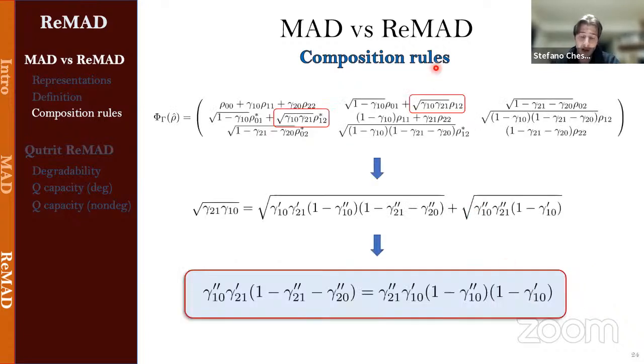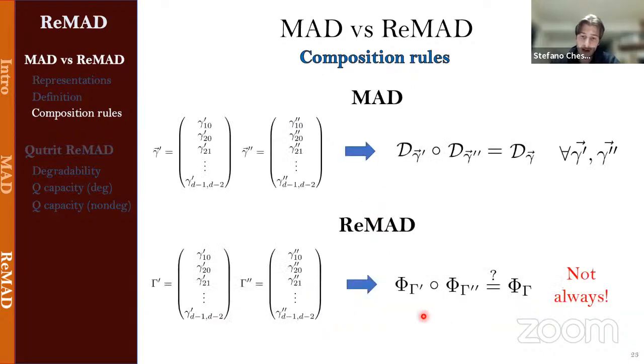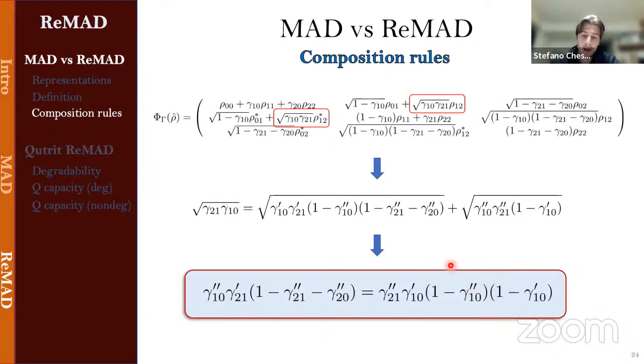The composition is closed only if, given gamma prime and gamma second, the arrays of damping parameters of the channels phi gamma prime and phi gamma second, then their composition is closed only if the damping parameters follow this constraint, which again is not much important to remember. We just need to remember that this small difference in the shape of the action of the channel changes the macroscopic behavior in the damping in the parameter space by breaking the closure under composition rules.